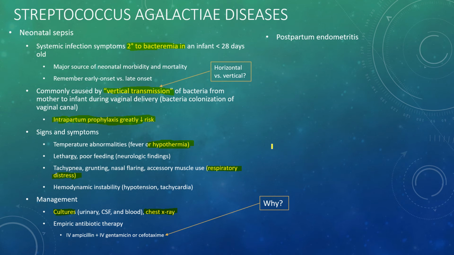Now let's talk about postpartum endometritis. So this is a maternal condition that happens as a result of Streptococcus agalactiae. So this is an infection of the maternal decidua. The decidua is the specialized endometrium that's secretory and helps with the baby's development during pregnancy. And it's also where the placenta is attached as well.